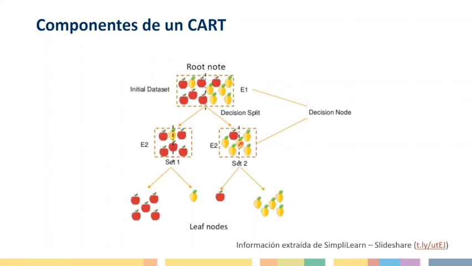Among those components in each one of the nodes, we can identify the root node, that would be the first node, where the variable that's most important is going to be assessed to divide the data set. And from there on, there are more nodes dividing, which are decision nodes. And the last ones have no more decisions, and these are called leaf nodes or terminal nodes.